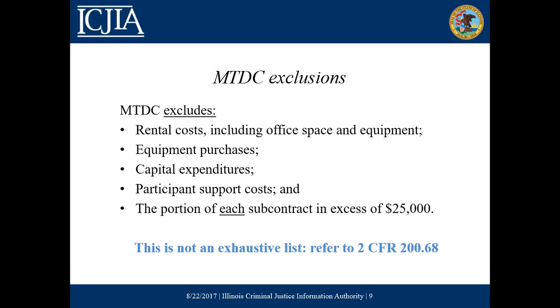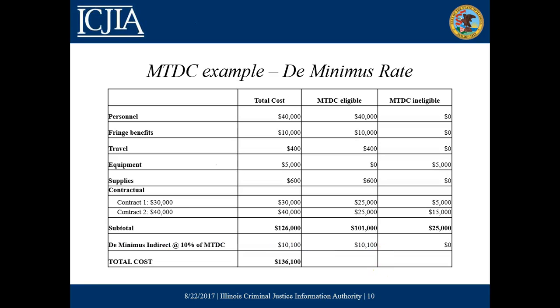Any capital expenditures would be excluded from MTDC, participant support costs, and that portion of each subcontract which is in excess of $25,000. Obviously, this isn't an exhaustive list of everything that's excluded. These are the most common exclusions from authority-type grants. But if you want to see the exhaustive list, here's the citation where you can look that up. Let's go through a little exercise to calculate a de minimis rate. This exercise would be applicable for any rate that you're going to use.